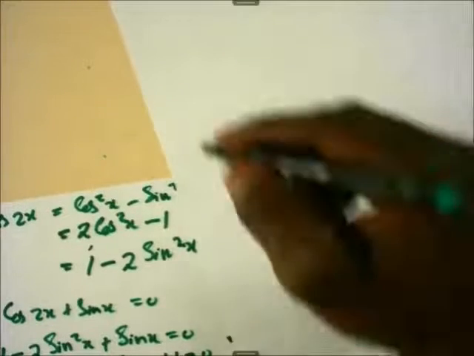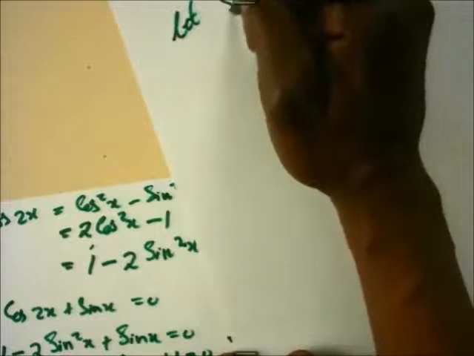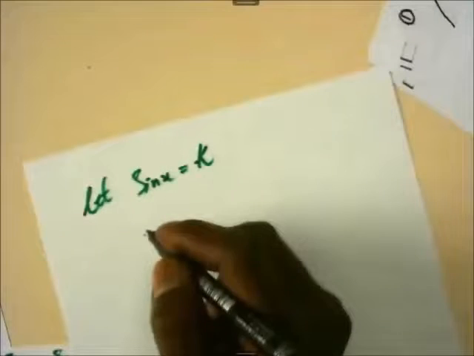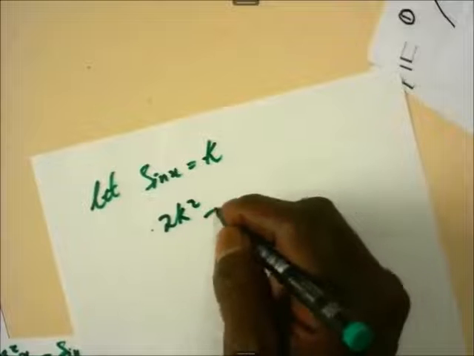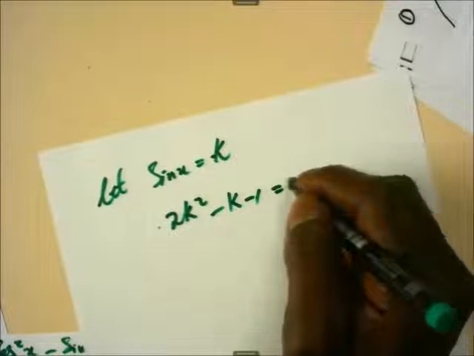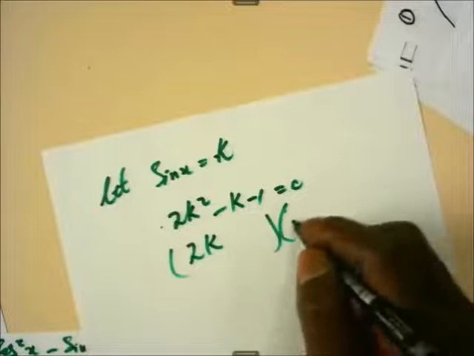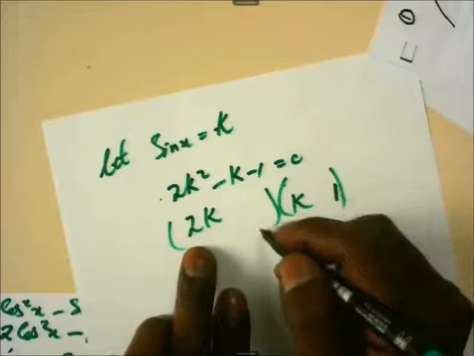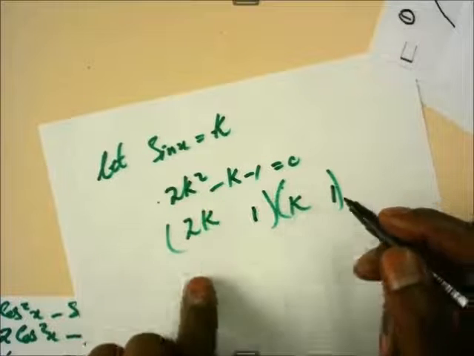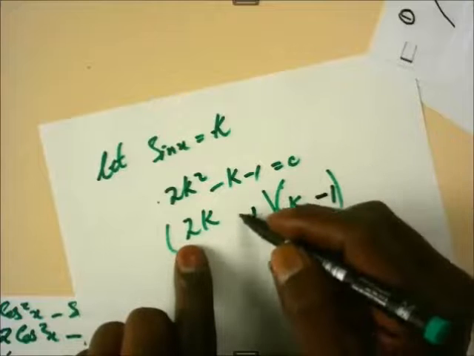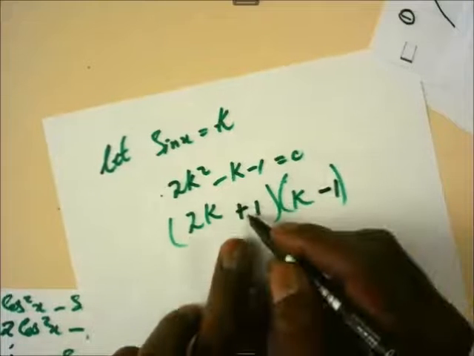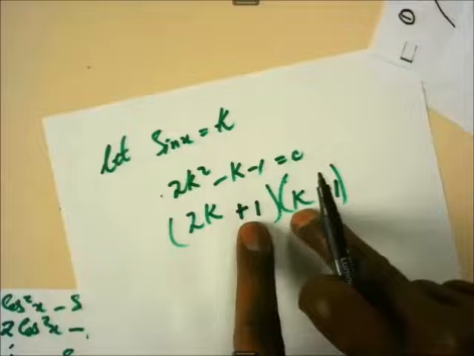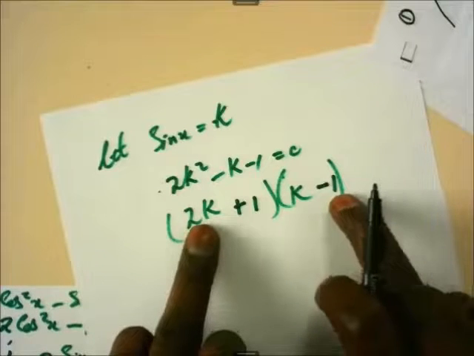Say we are left with 5 minutes. We can quickly say let sine x be equal to k. Therefore, we'll be having 2k squared minus k minus 1 equal to 0. We try to factorize that. I'm sure you are comfortable with the factors. Factors of 1 are 1 and 1. The middle term is negative, so the big number should take the negative sign, and the small number should take the positive sign. It's small because 1 times k is k, 2k times 1 is 2k.